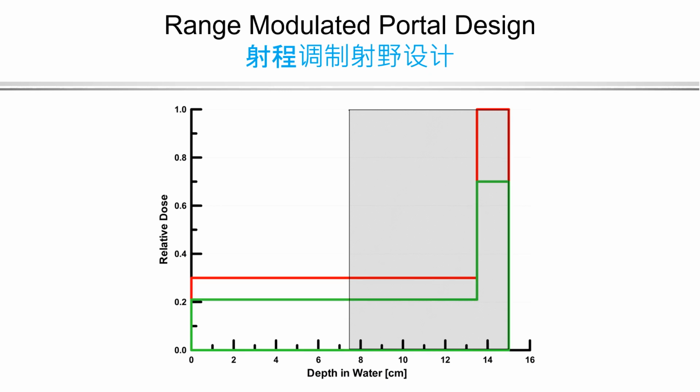In this graph, a second identical beam, shown in green, enters the patient, but since some of the target has already been treated, this beam will deliver only 70% of the dose that the first beam delivered.